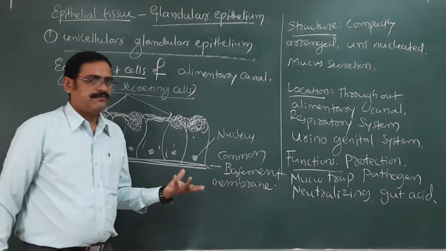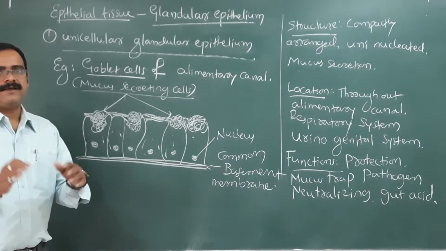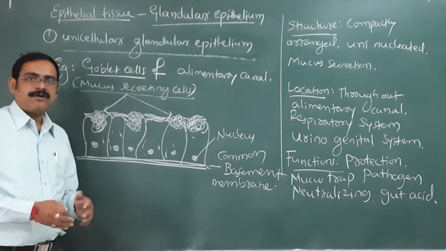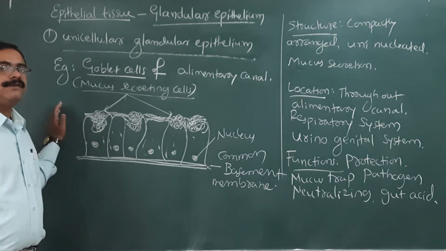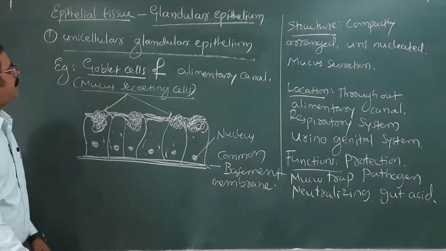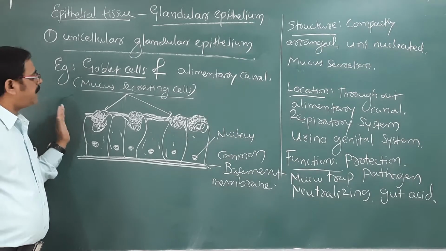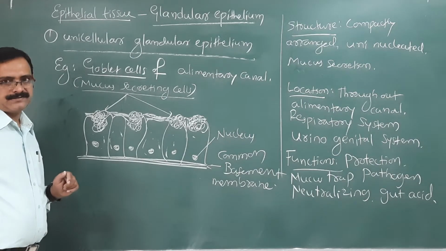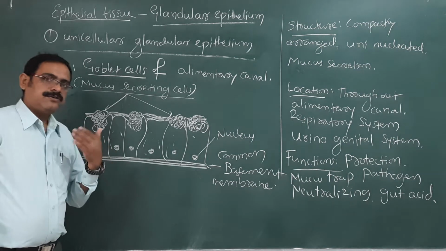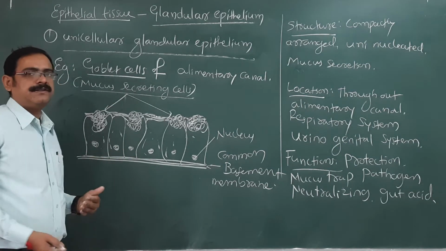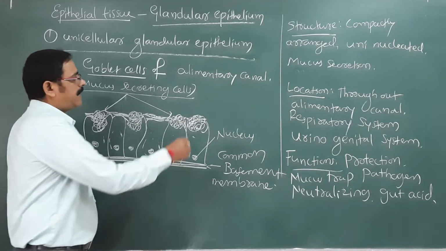So it is essential to understand what a glandular epithelium is. Glandular epithelium means the epithelium which is modified for the secretion of some substances. The simple, or unicellular, glandular epithelium has as its best example the mucus secreting cells, which we call goblet cells. We find goblet cells in the mouth, in the esophagus, and in the stomach and intestine also. That's why a common term is given to the entire digestive system.